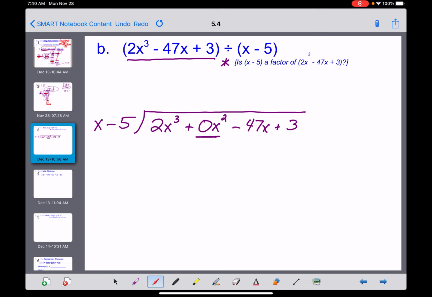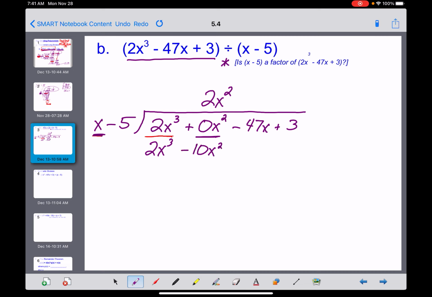The question now is, what do we need to multiply by x to make it become 2x cubed? And the answer to that is a 2x squared. I'm going to write that above the x squared term so that like terms line up. 2x squared. And let me multiply down now. 2x squared times x is 2x cubed. And again, I'm lining up like terms. And then a 2x squared times a negative 5 is minus 10x squared. Now, I'm going to put that here underneath the other x squared term.